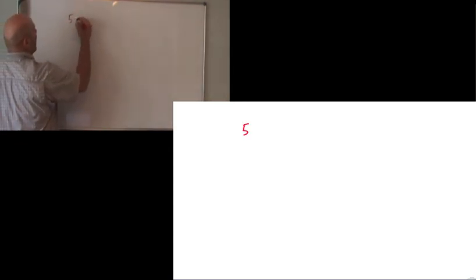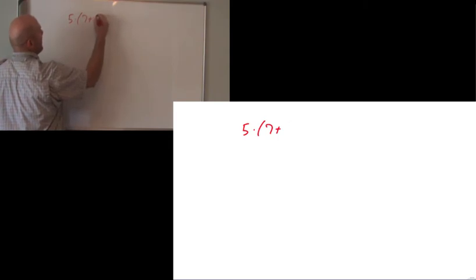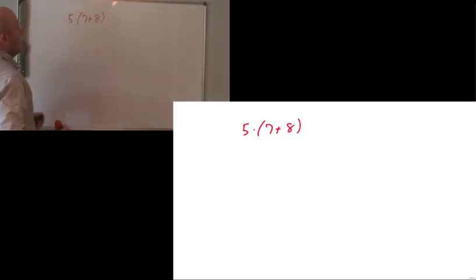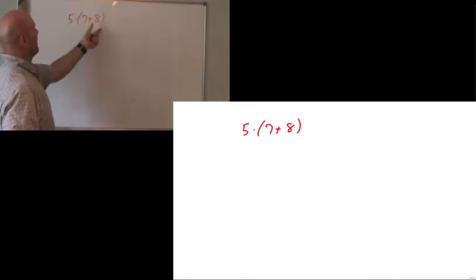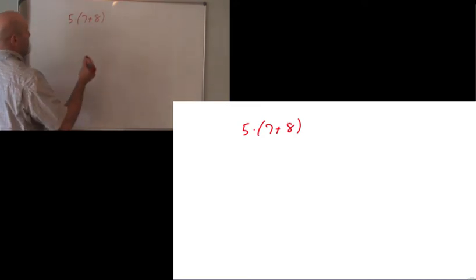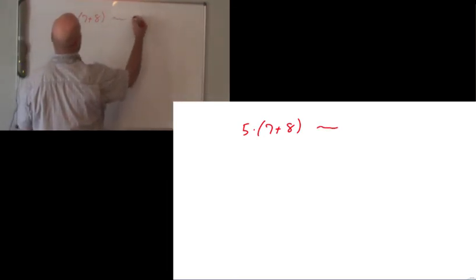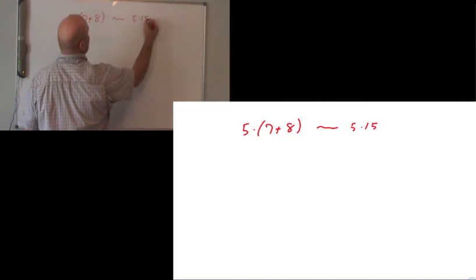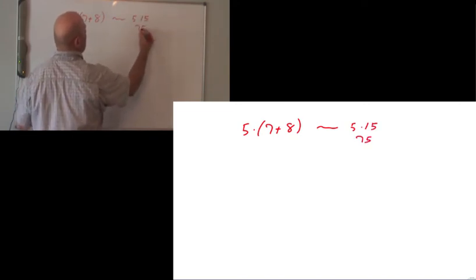If I had, for whatever reason, 5 times 7 plus, let's say, 8, all right? In this situation, is it 5 times 7, is it 5 times 8, or is it 5 times what? Well, following your order of operations, you know in your head this is supposed to be 5 times 15. And that 5 times 15 is going to be 50 plus 25, so that turns out to be 75.